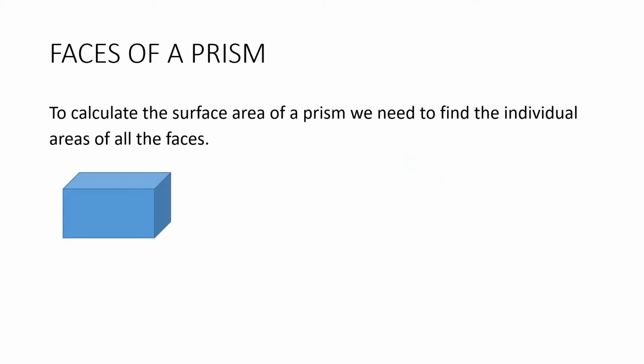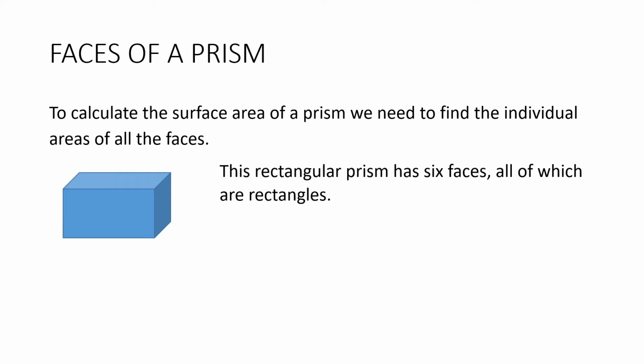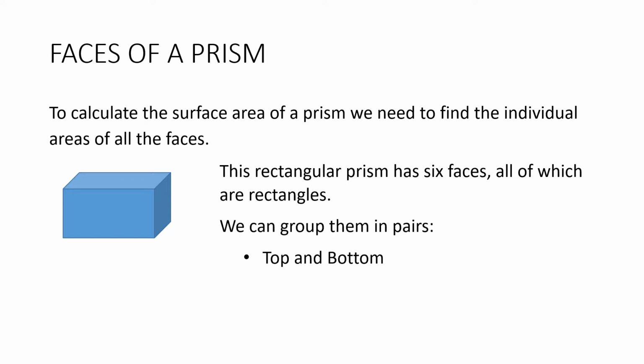So if we want to calculate the surface area of a prism, we need to find the individual areas of all of the faces and then add them together. So the first thing we need to find out is how many faces it has and what shape they are. This is a rectangular prism and it has 6 faces and they're all rectangles, but we can actually group them in pairs. The top and the bottom rectangles are the same, the 2 side rectangles are the same, and the front and the back rectangles are the same.